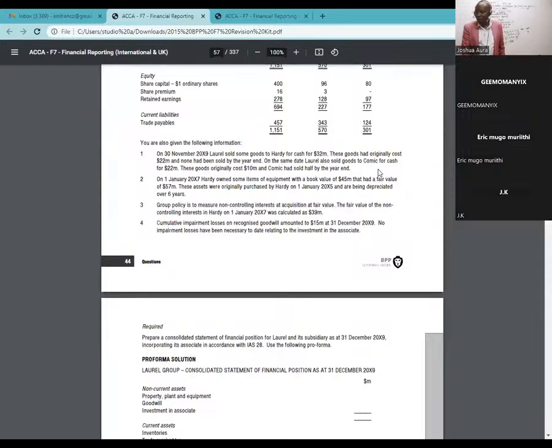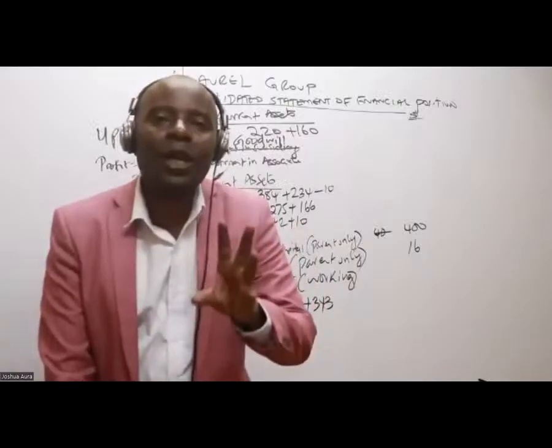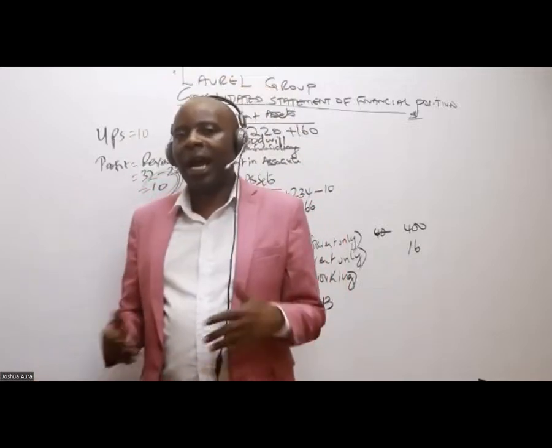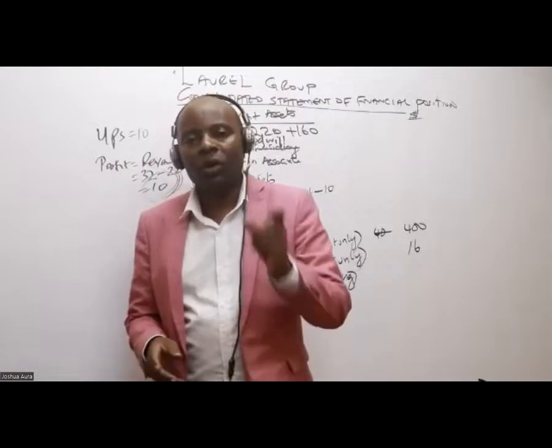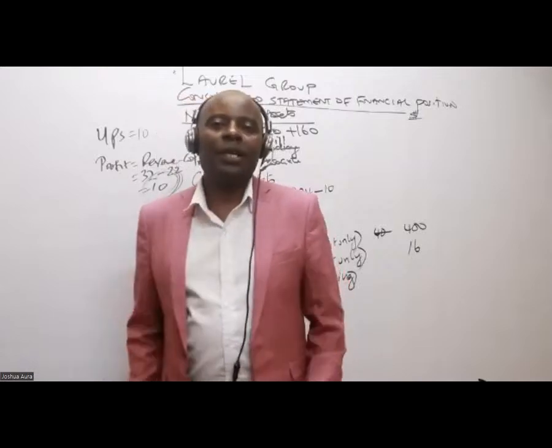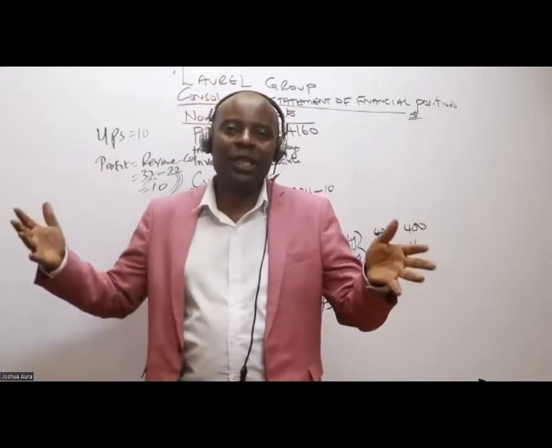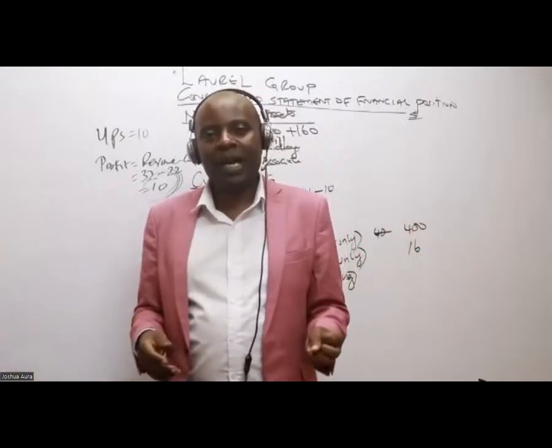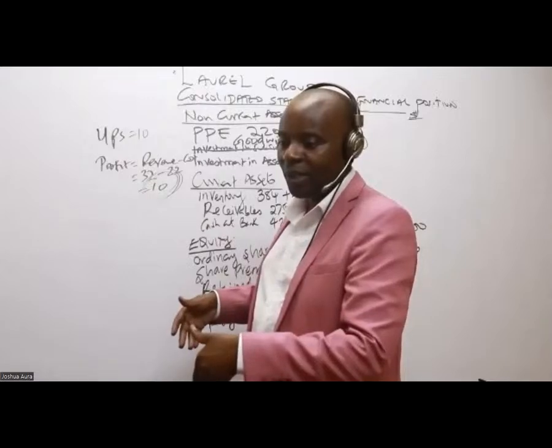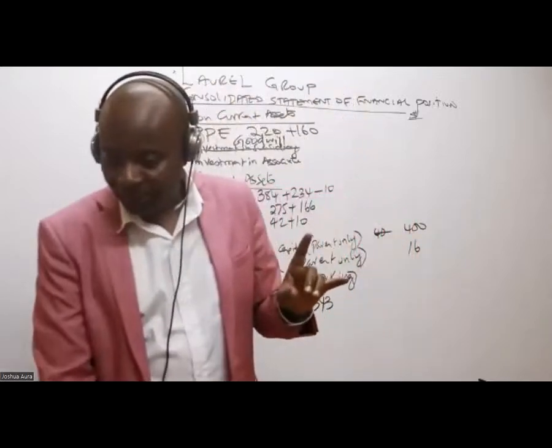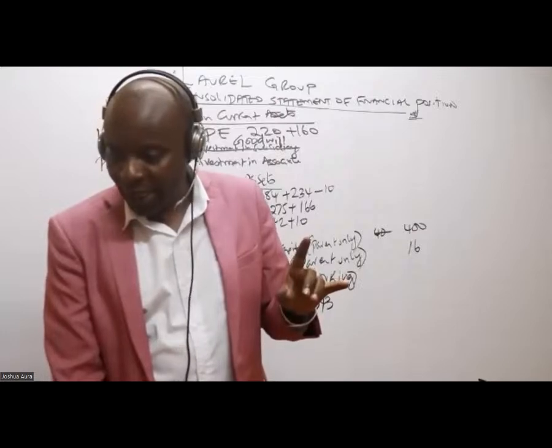On the same day, Laurel also sold goods to Comic for cash for 22 million. These goods originally cost 10 million, and Comic had sold a half. I think this is where you're confusing. Half is for Comic, that's for associate. Now we are not doing anything for the associate in group consolidations. IFRS 10 tells us to consolidate only the parent and the subsidiary. For now, we are not touching associate at all. Even in an exam, chances are I'll not even do the investment in associate, I'll not have that time. I just do the consolidation. So I hope all of us are together up to there.